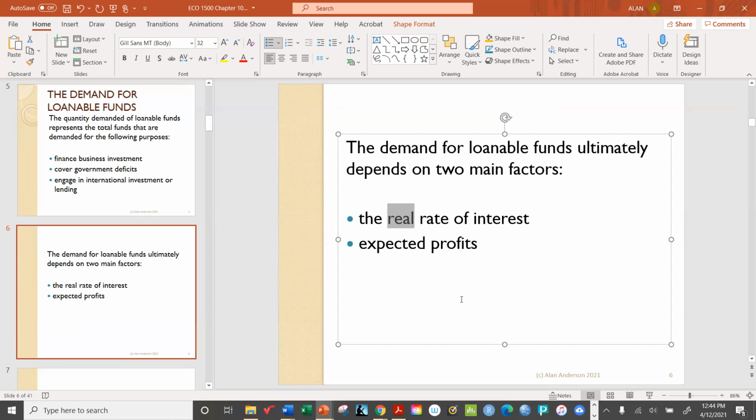Now, having said all that, governments are not affected by either of these two considerations. If they don't have enough money to pay their bills, they have to borrow money. They have to pay for everything they buy too, just like everybody else. So regardless of what the real rate of interest is and what profits are out there, they are going to borrow enough to cover their deficits. That's the bottom line.